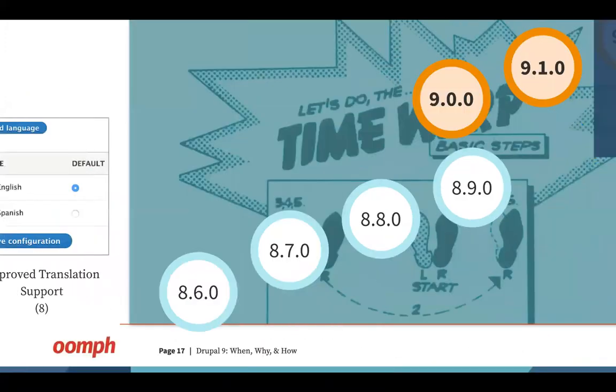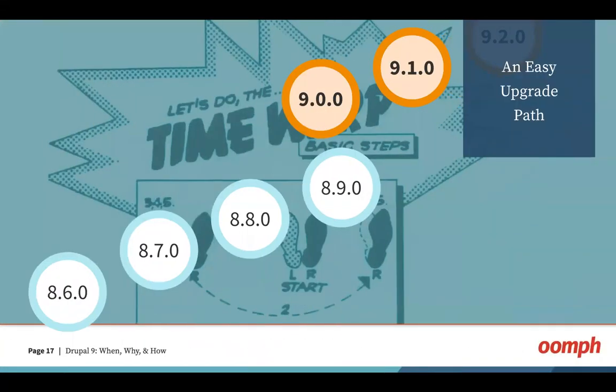The other aspect is an easy upgrade path. We've talked about this a little bit, but the goal here is that the last version of Drupal 8, so 8.9, will be exactly the same, minus the deprecated code, as Drupal 9.0. And that is going to make the upgrade path from Drupal 8 to Drupal 9 super easy.